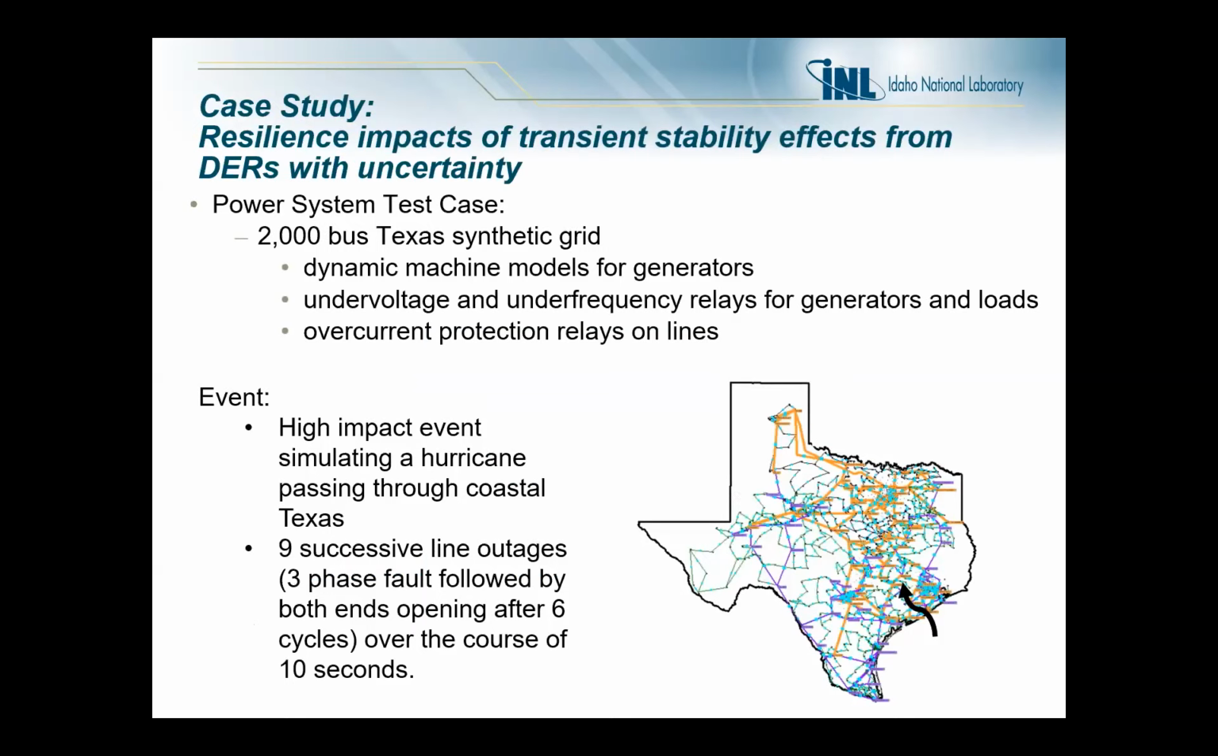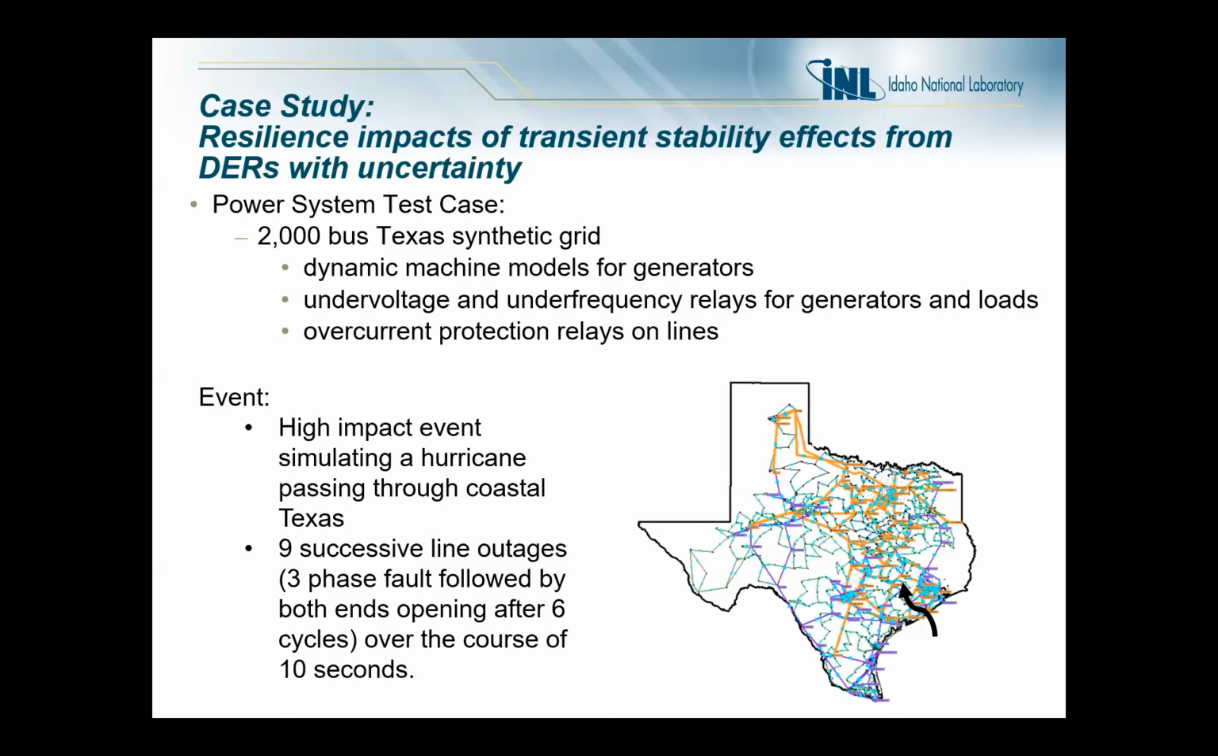So in our case study, we looked at the resilience impacts of transient stability effects from DERs, and we also included uncertainty. Our power system test case is the 2000 bus Texas synthetic grid. This is built by the folks at Texas A&M University, and it is synthetic. It's not the actual ERCOT system, but it is built up using public data, so it's supposed to be very realistic and is based off the footprint of Texas.